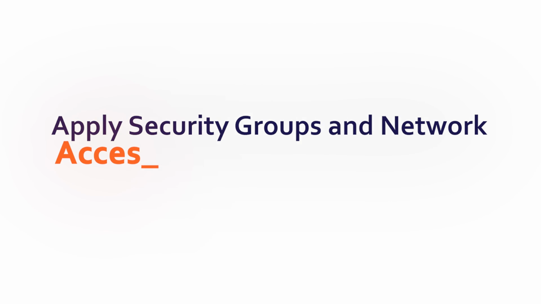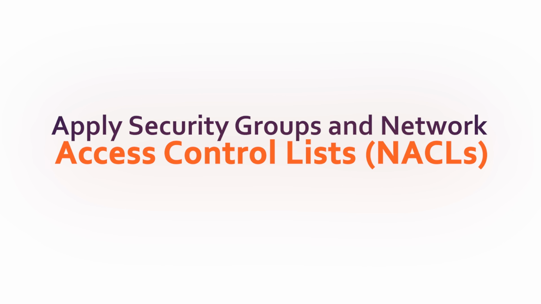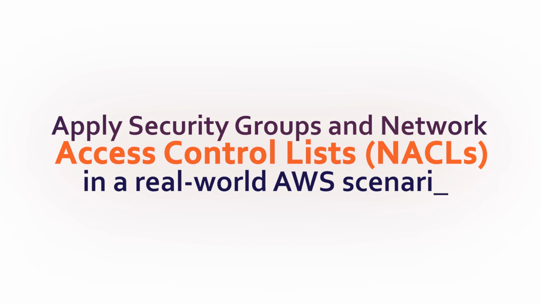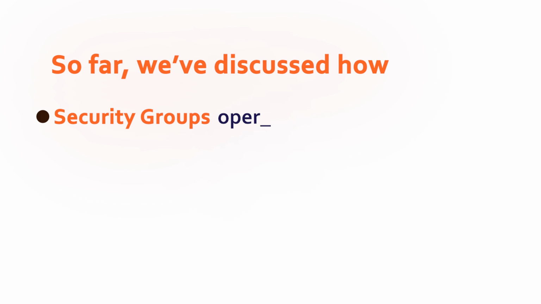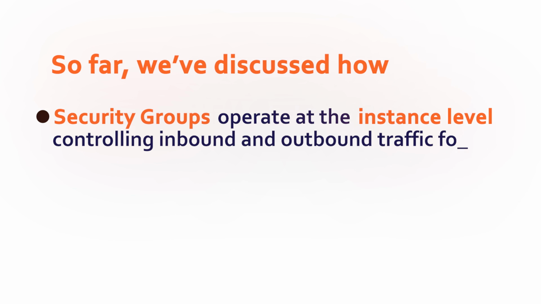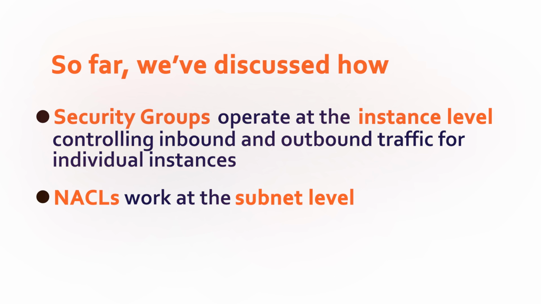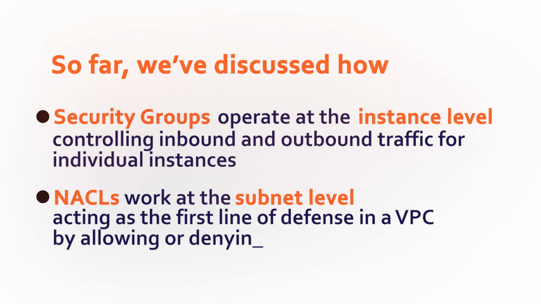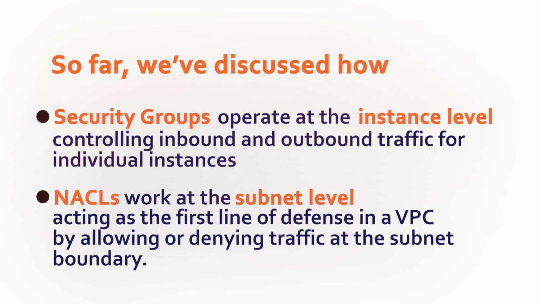Welcome back. In this hands-on demo, we're going to apply security groups and network access control lists, NACLs, in a real-world AWS scenario. So far, we've discussed how security groups operate at the instance level, controlling inbound and outbound traffic for individual instances. NACLs work at the subnet level, acting as the first line of defense in a VPC by allowing or denying traffic at the subnet boundary.